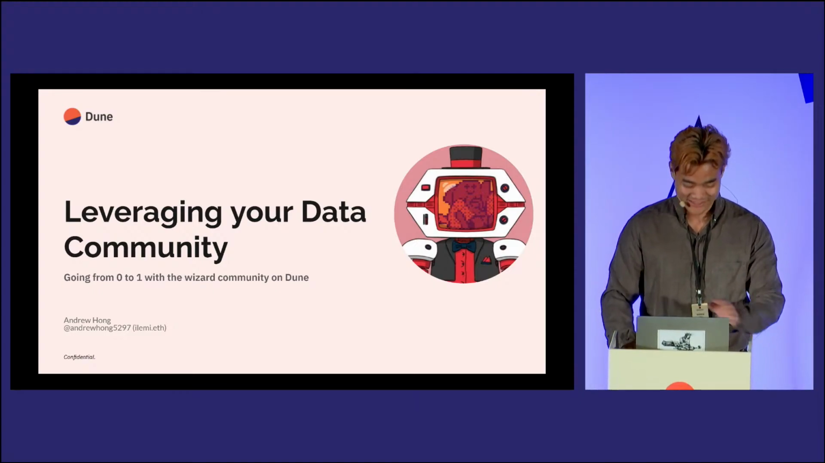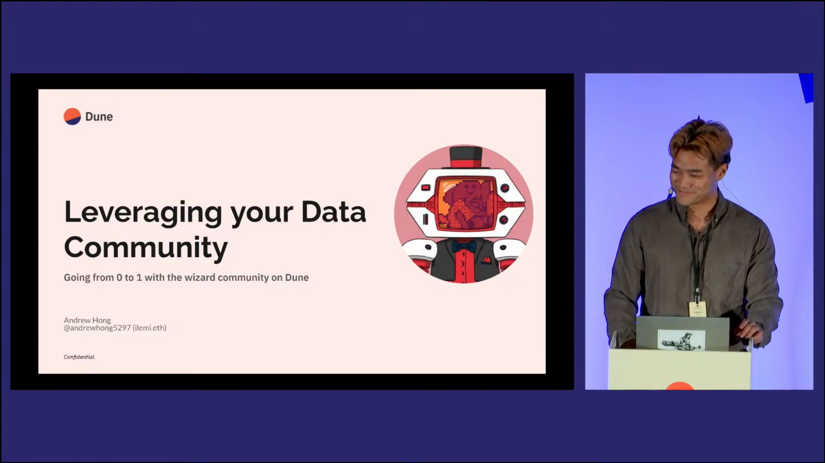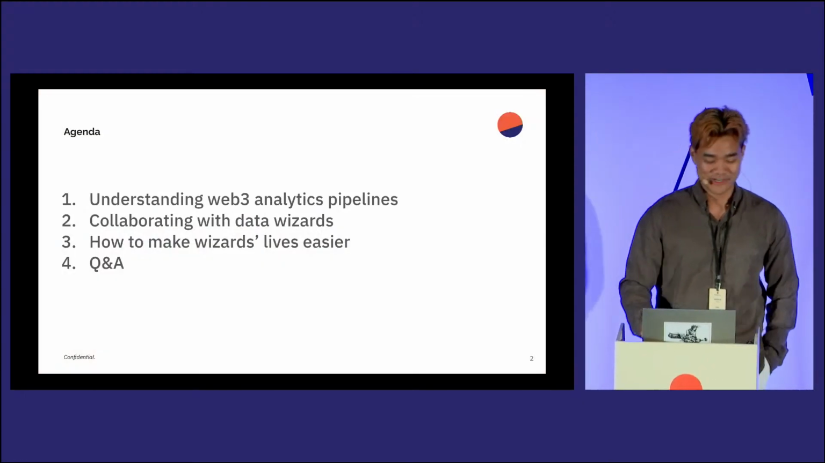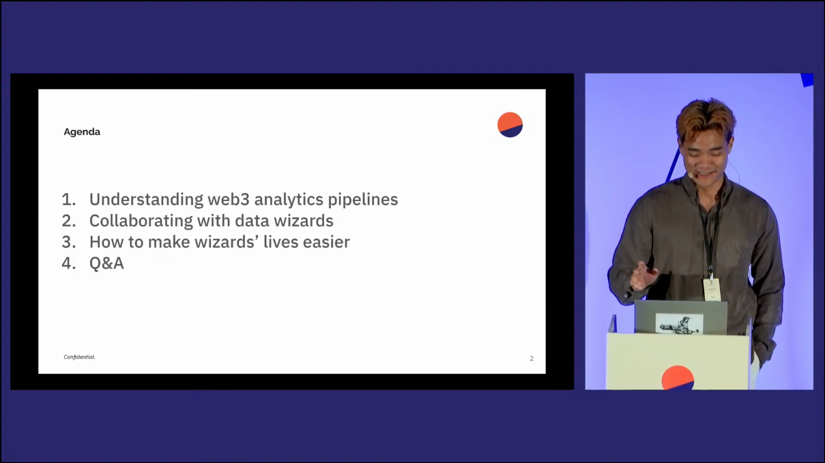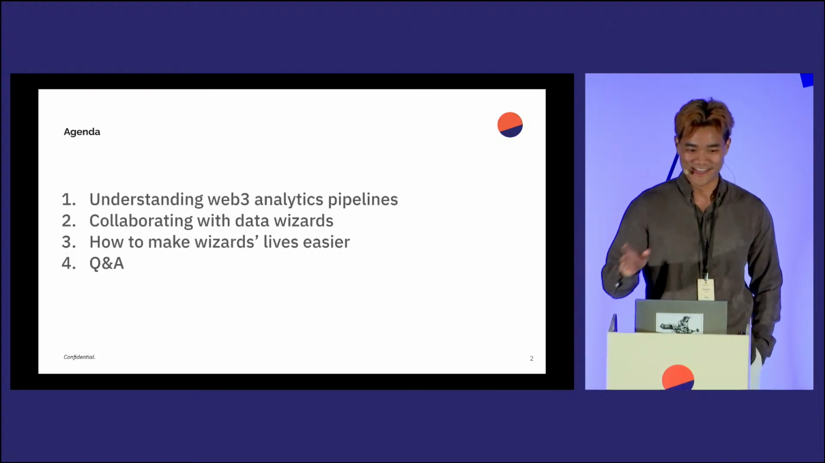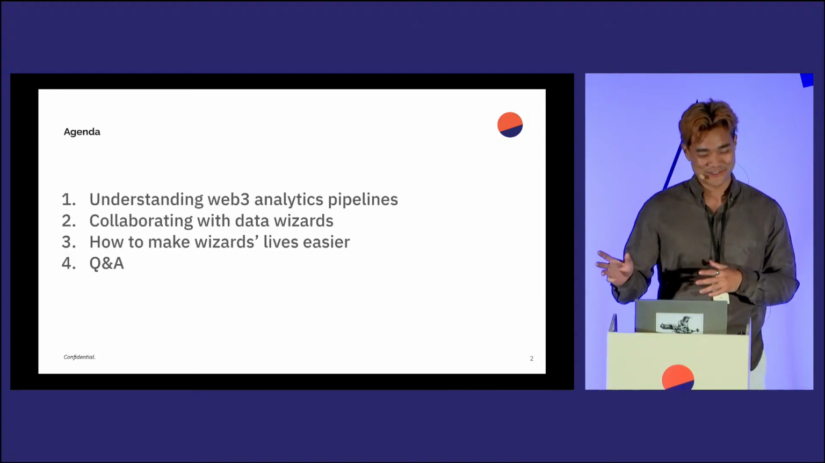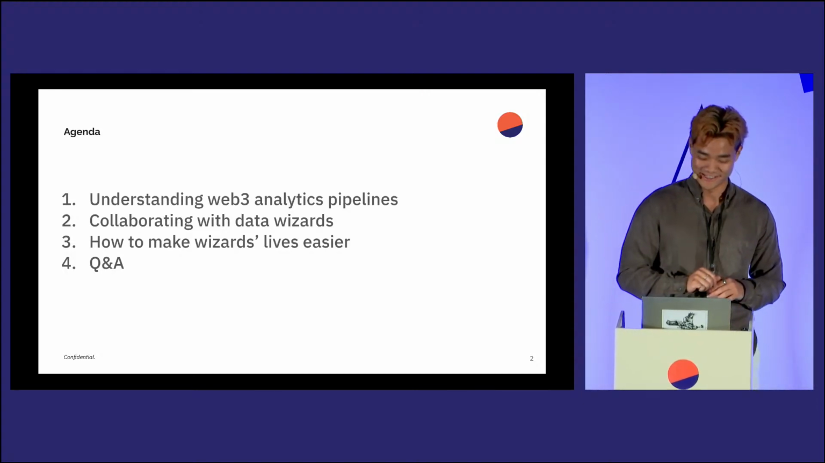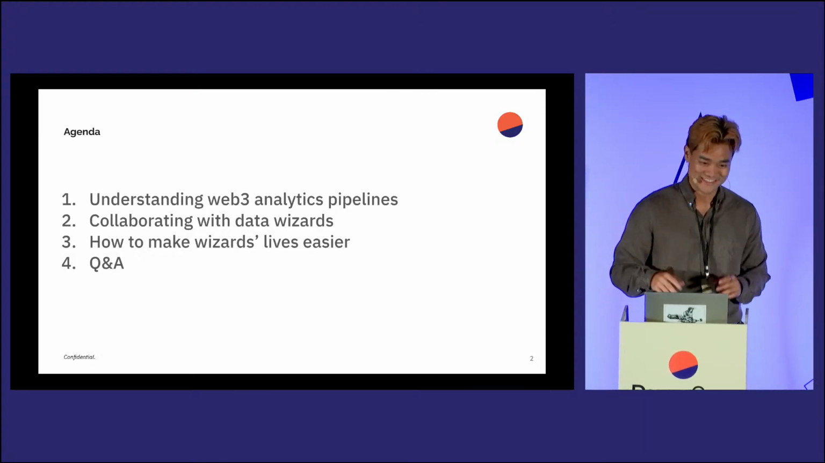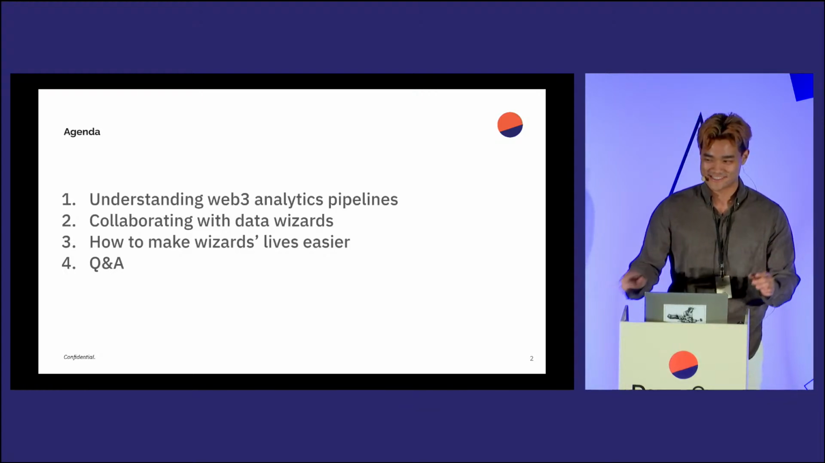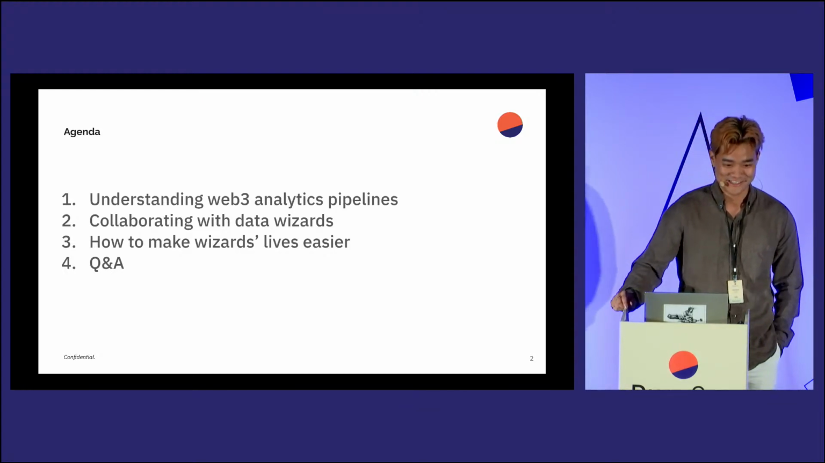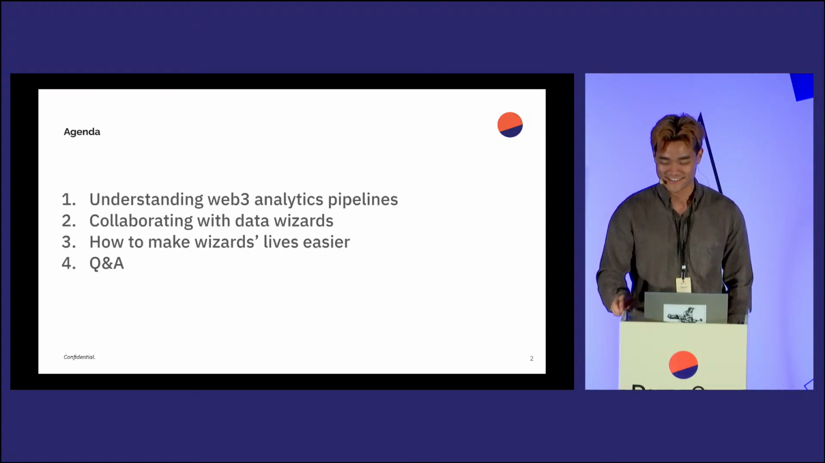So I know we're all kind of tired, but this should be a pretty lightweight, fun conversation. I'm going to cover 3 things specifically here. Number 1 is understanding Web3 analytics pipelines. Hopefully by now you understand how Dune tables work. If not, I'll still walk through that pretty quickly. Second is collaborating with Dune wizards or data wizards. There's a lot of types of wizards, and it's helpful to know who to reach out to for what. And third is going to be how to make wizard lives easier.